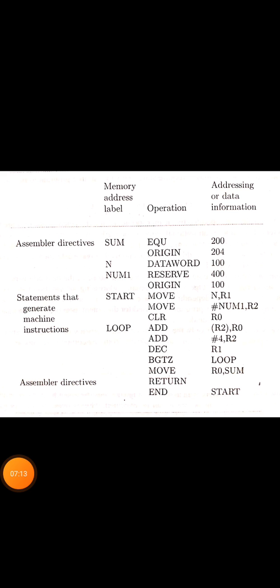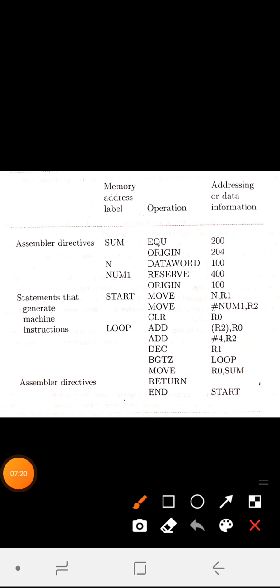The next we have the assembler directive end. So this end is saying that this is the end of the program. Now you can see here it is written end start. So start is the label here we have used where your actual program is beginning, right? So end start is saying that this is the end of your source program text.